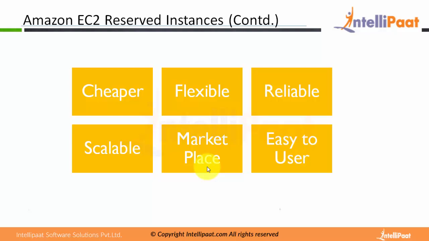So if you want to trade, you want to buy, you want to sell, you can do that with the marketplace. It means if you have procured a reserved instance and you are not going to use it, you can sell it off, though there are certain Amazon restrictions based on that. Or you can also procure a reserved instance from the marketplace.